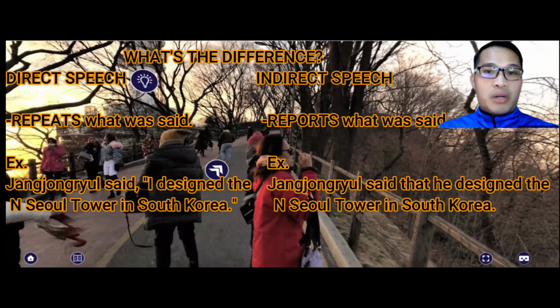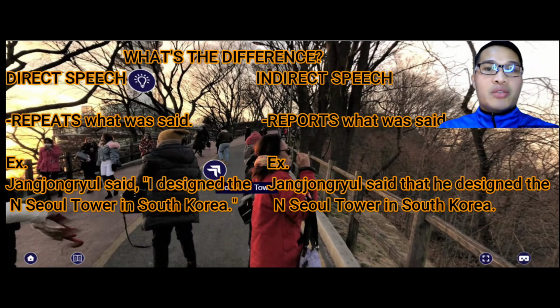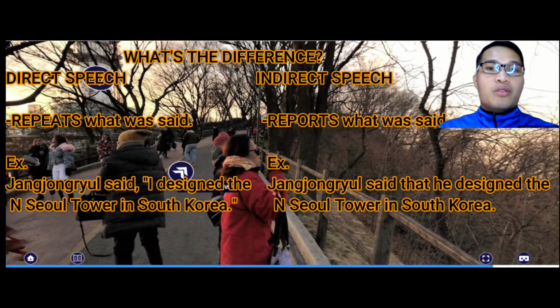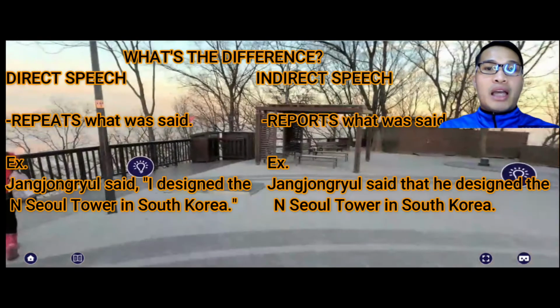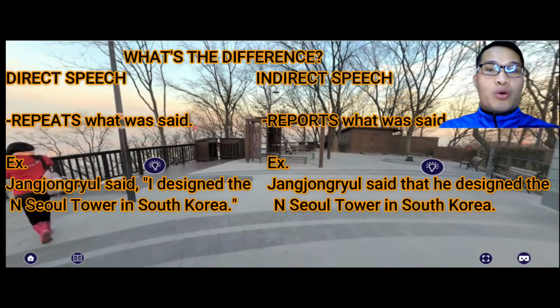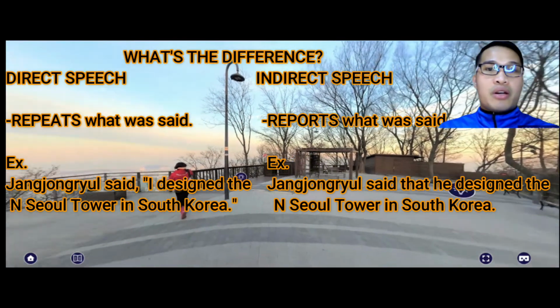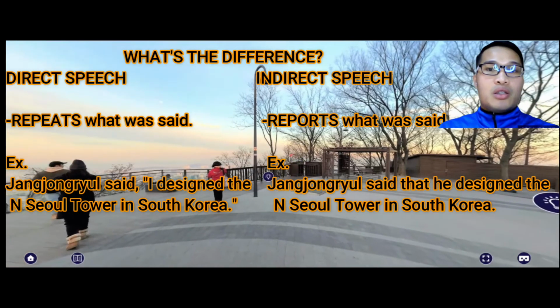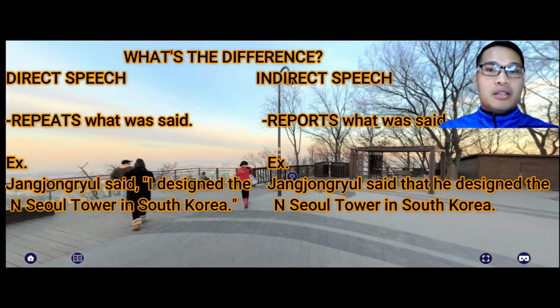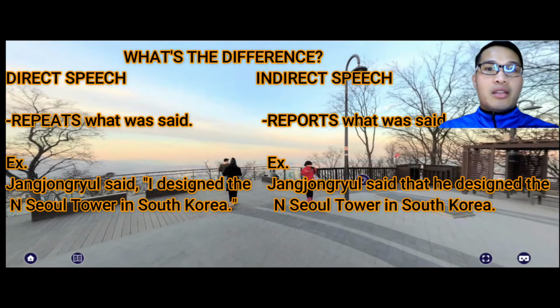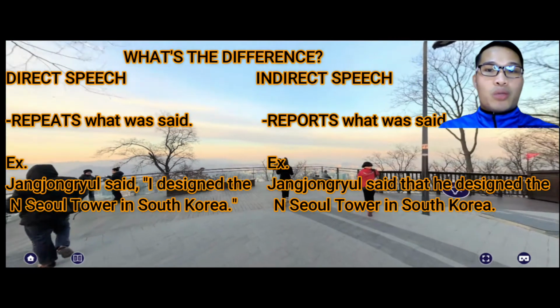putting a quotation mark on the direct speech that he is saying and putting a comma after the word said. Notice the word said. Direct speech is always led by the word said or told. So these are the 3 marks of the direct speech: the word said, comma, and quotation marks. Again, direct speech repeats what was said.